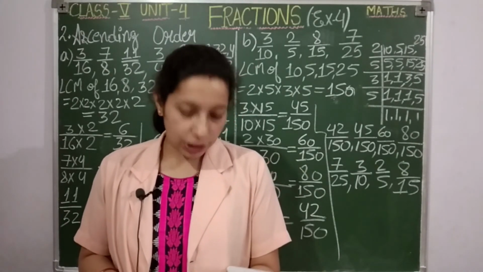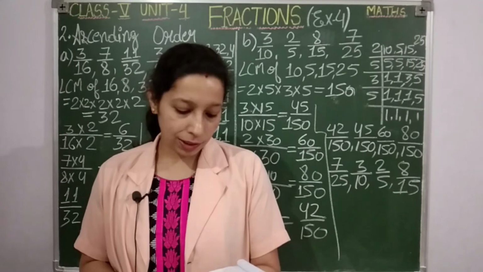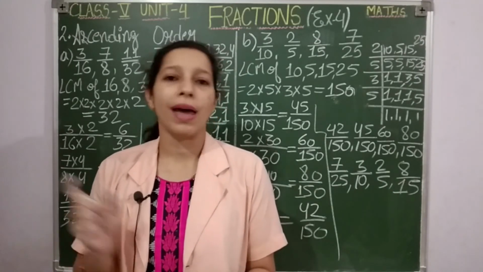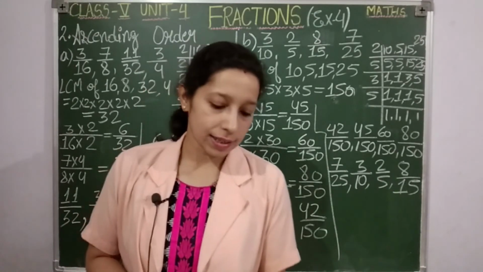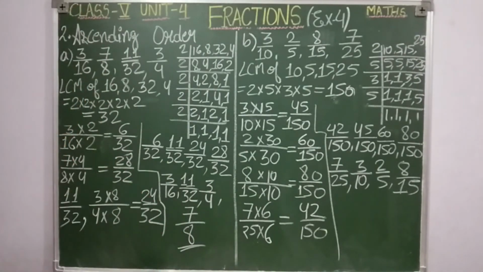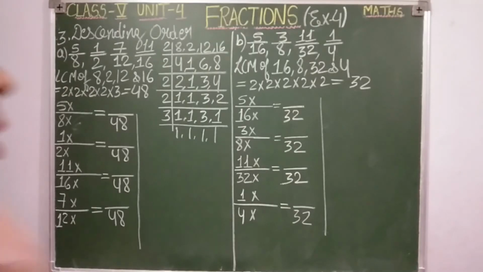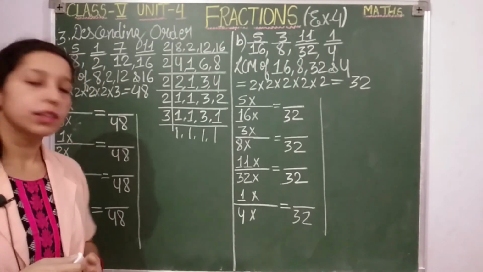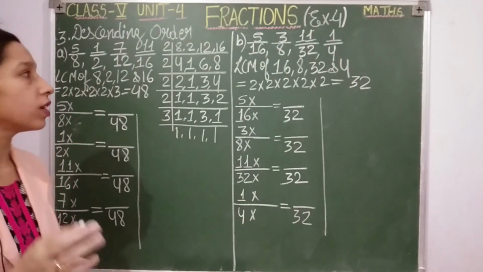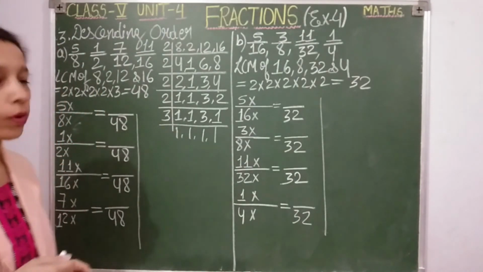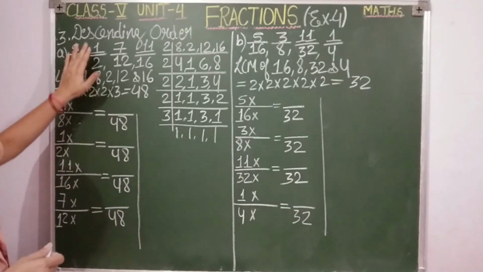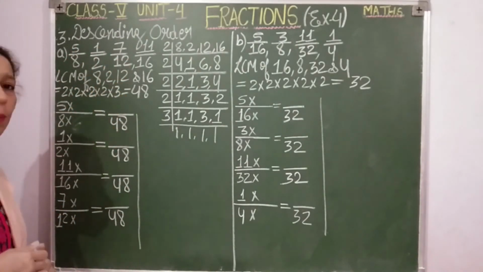Okay, now question number 3 we are going to see, students. Arrange the following fractions in descending order. Same manner we are going to use. Okay, let us see. Note it down first. So students, question number 3, arrange the following fractions in descending order. First 2 I will tell, rest 2 will be your homework. See the first question, 5 by 8, 1 by 2, 7 by 12 and 11 by 16.